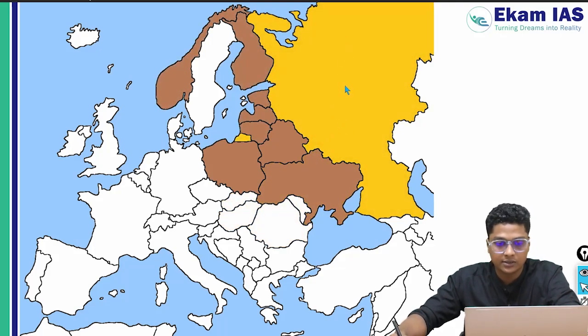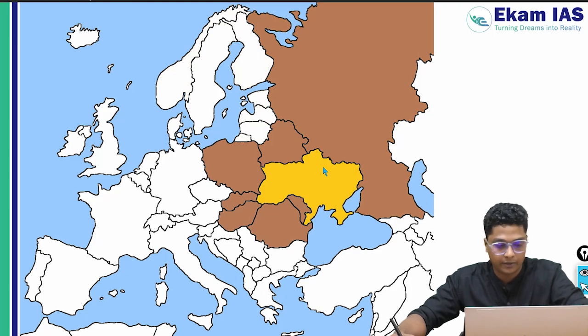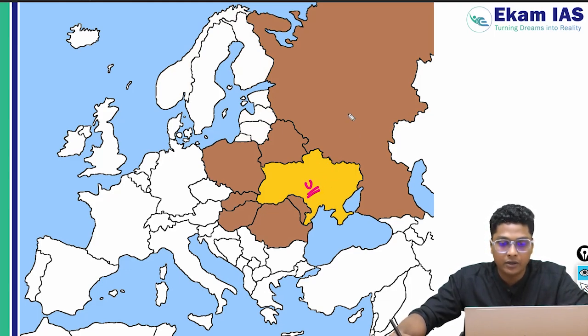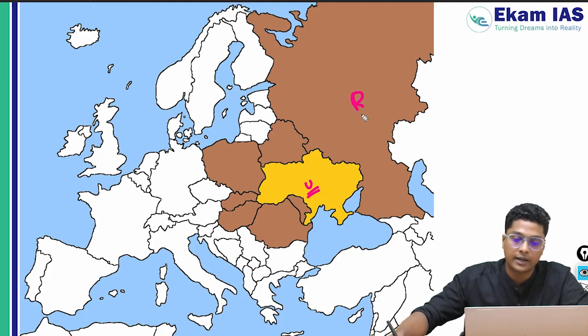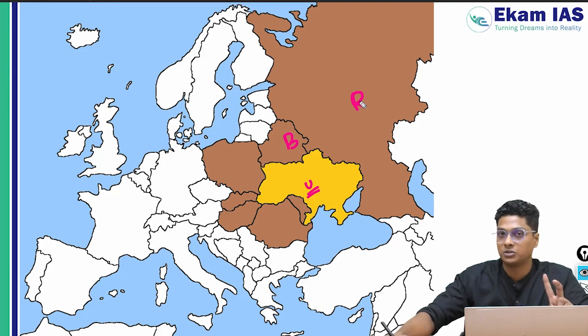So we have seen Russia's case. Now we will talk about Ukraine. So Ukraine is located here. Definitely Russia is here, right? Russia is sharing border with Ukraine. Also Belarus. So these are the 2 easier options. Belarus and Russia, both are sharing border with Ukraine.